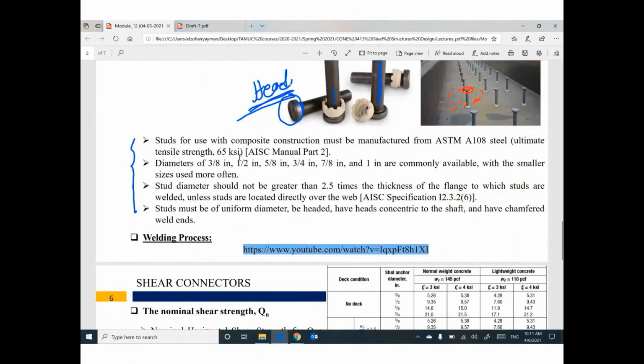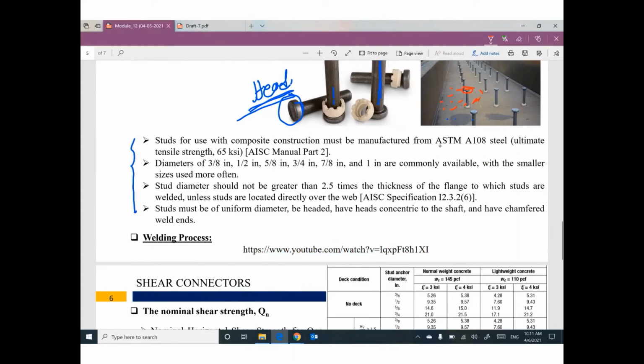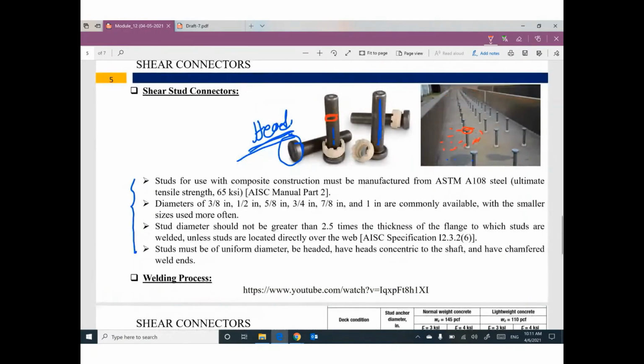We have some rules. Studs for use with composite construction must be manufactured according to ASTM A108 steel with ultimate tensile strength F ultimate 65. The diameter of these studs: 3/8, 1/2, 5/8, 3/4, 7/8, or even 1 inch. These are the commonly available diameters.